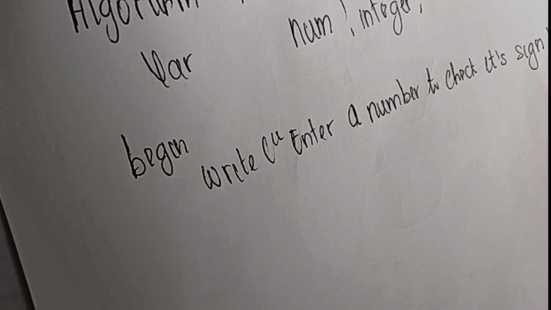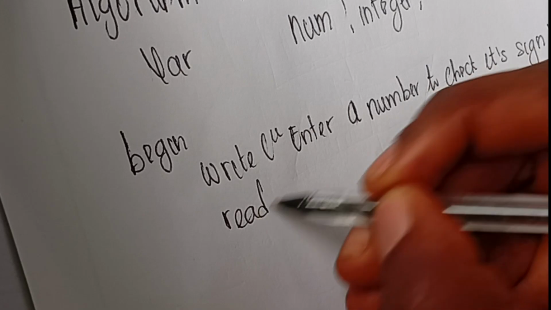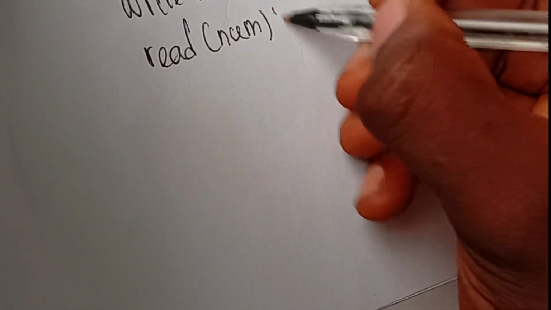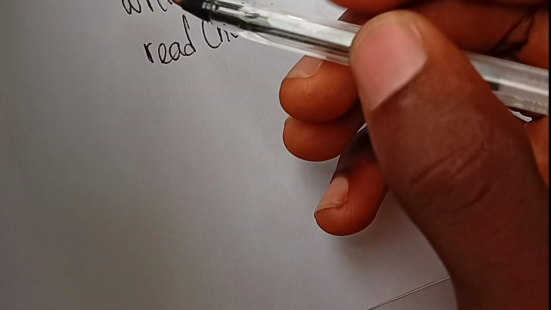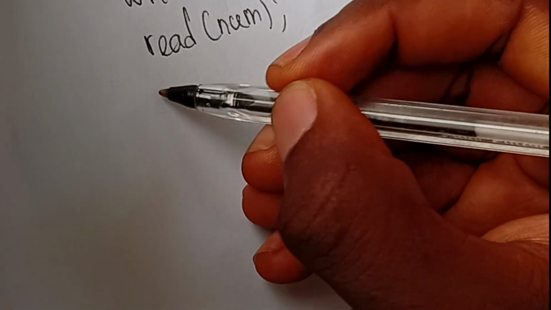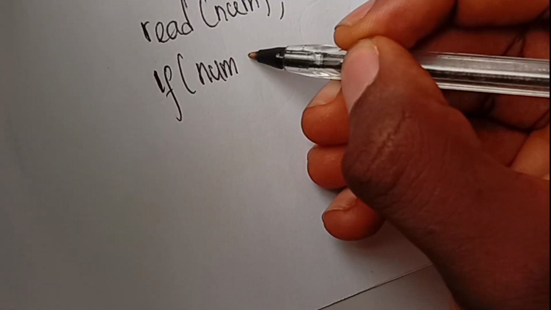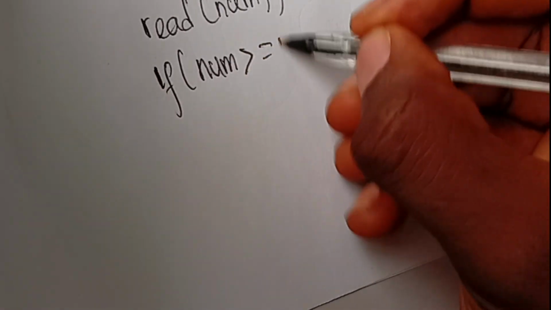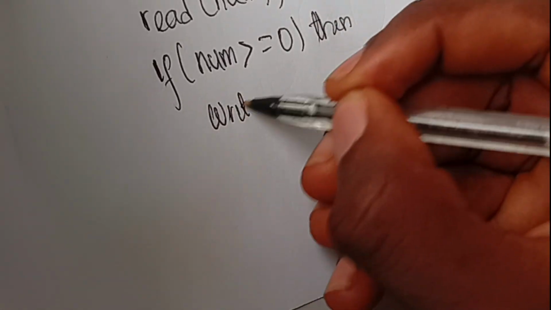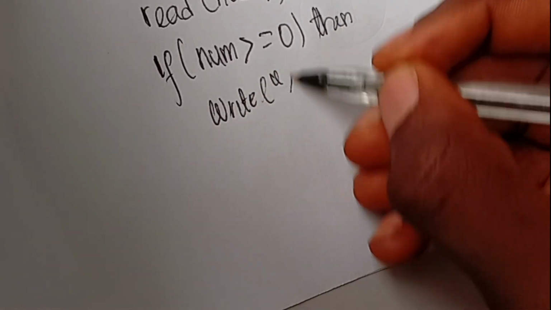Well, let's read this number. We'll store it inside the variable num. Now we want to use our control structure to check if a condition is true. If it is, then a particular instruction should happen. Else, if it is not true, then it shouldn't happen. So if num is greater than or equals to 0, then write the number inputted.